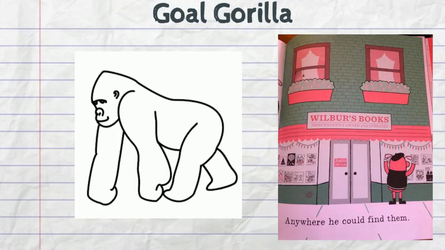We also learned about being a goal gorilla. A goal gorilla reminds us to think about what the character wants or needs. In The Book Hog, what the character wants is he wants books and he wants to be able to read them.